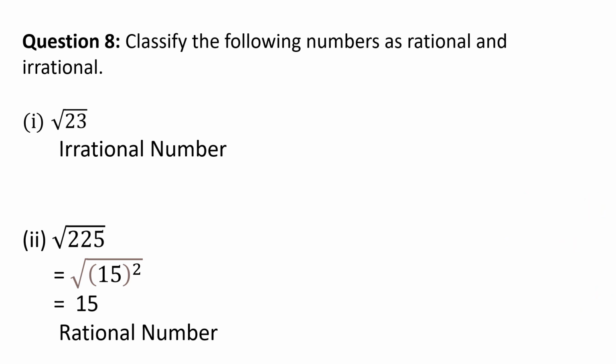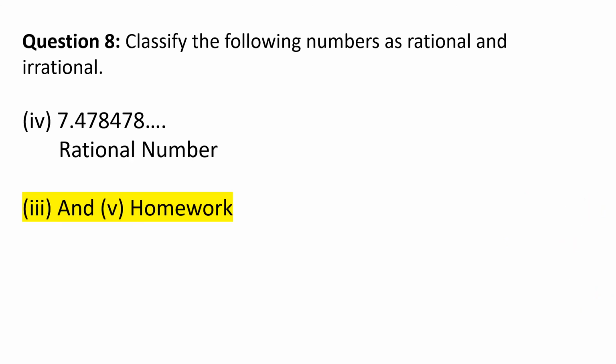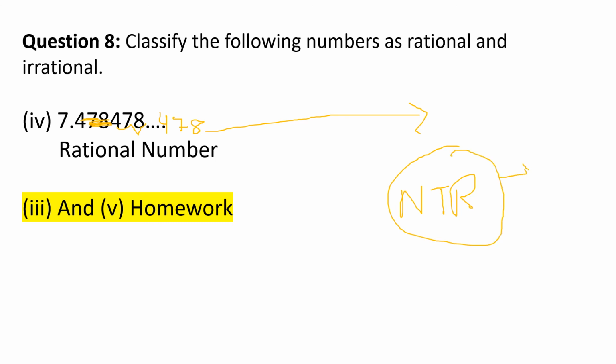So the next one, let's see. Now this one, it's a decimal expansion. So let's look at the decimal expansion carefully. Here 7.478, 478, 478. You can see that this particular sequence of numbers 478 is going to repeat. Next one will be again 478. So I know that it's going to be 478, 478 repetition, right? So definitely this is a non-terminating, repeating kind of decimal expansion. That belongs to which type of number? Rational number. We have done this so many times already, right? So definitely this is a rational number.